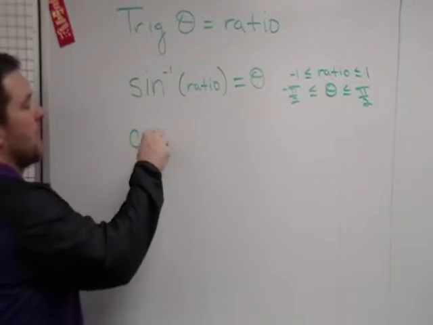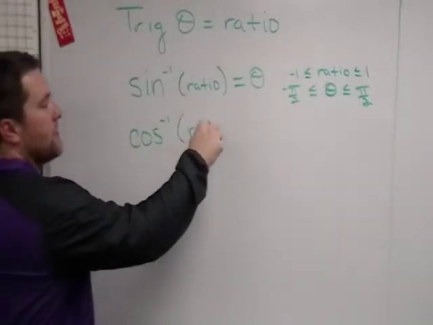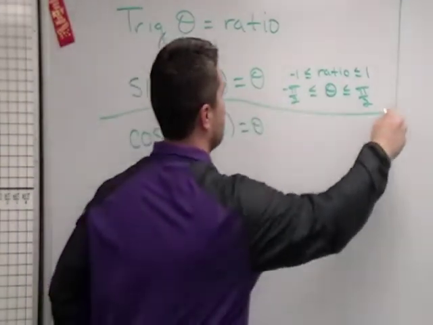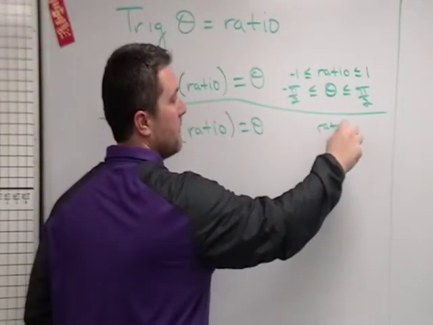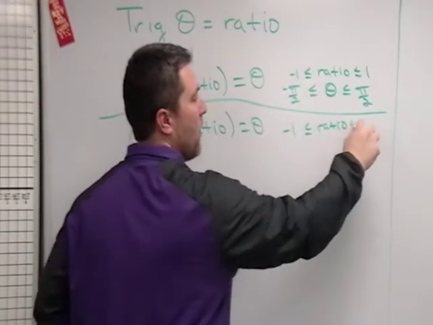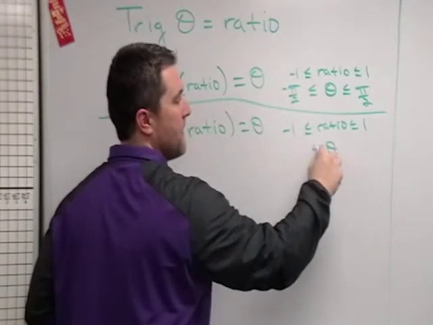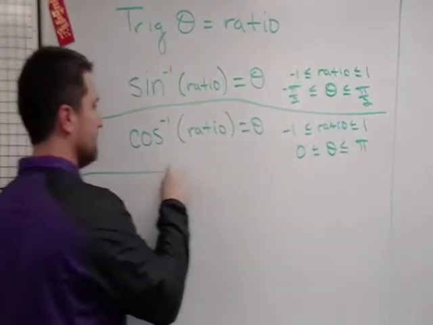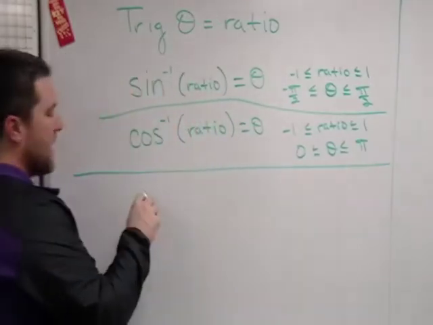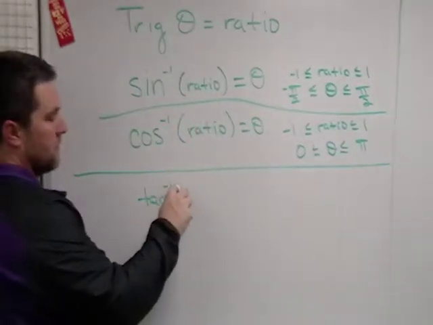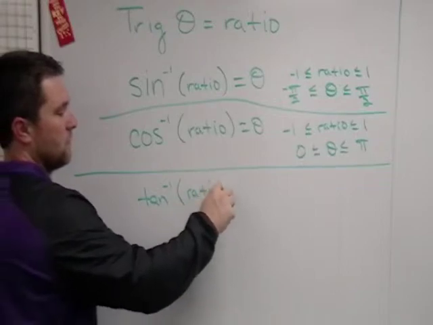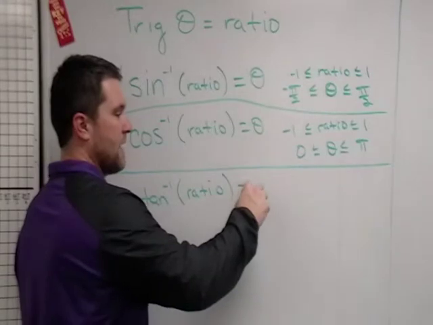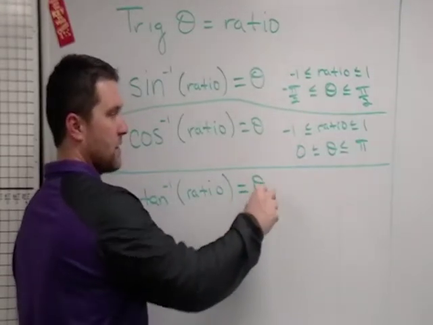Okay? Cosine inverse of a ratio is going to also equal a theta. The ratio, once again, is going to be between negative 1 and 1. And the theta is going to be between 0 and pi. Okay? And tangent inverse of a ratio is going to equal a theta also.